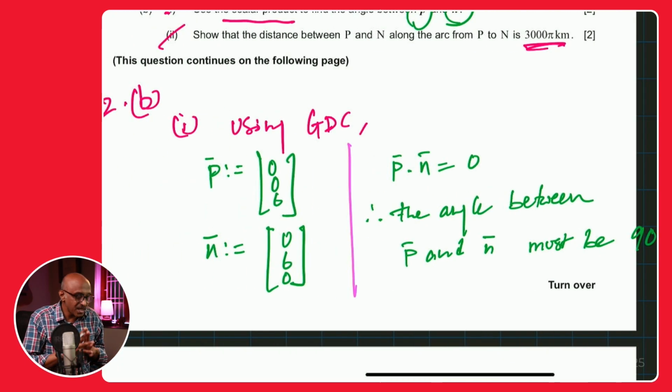I'm just wondering whether they would expect you to do the entire working of the dot product. Not really, because you're using the calculator. The calculator is allowed. I suppose this should be fine, okay? As long as you said that the dot product is 0, and you can say that since the dot product is 0, the angle must be 90 degrees. That should be good because it's just a 2-pointer. Show that the distance between p and n.